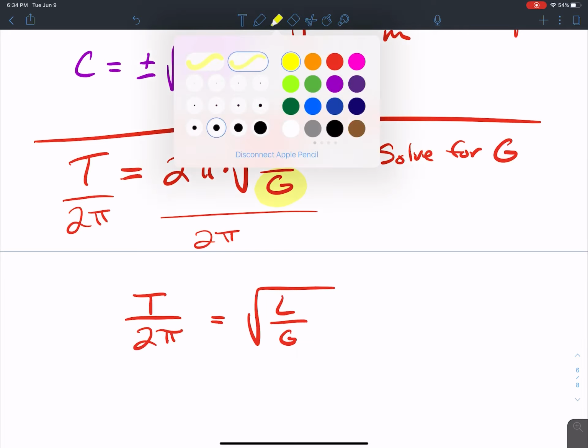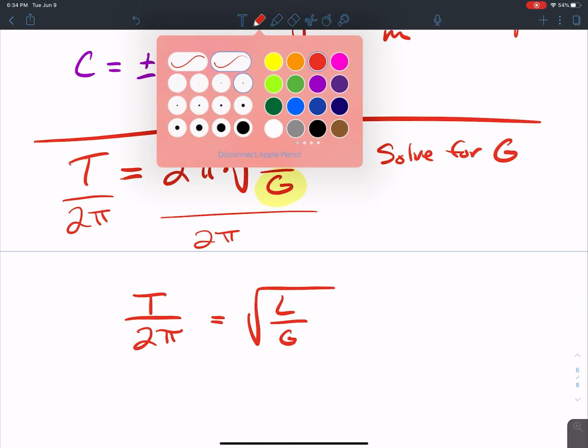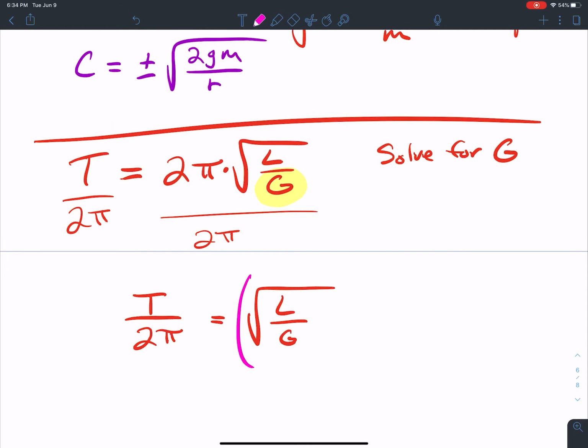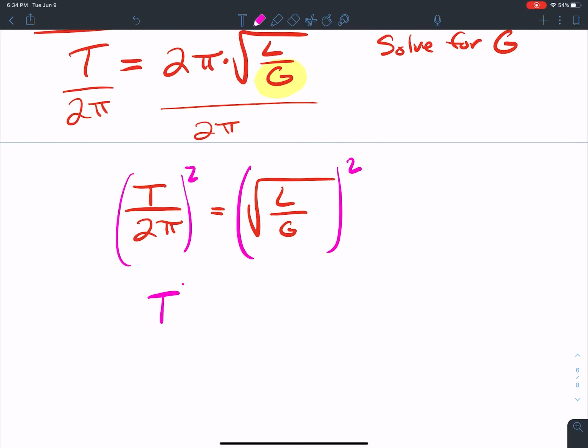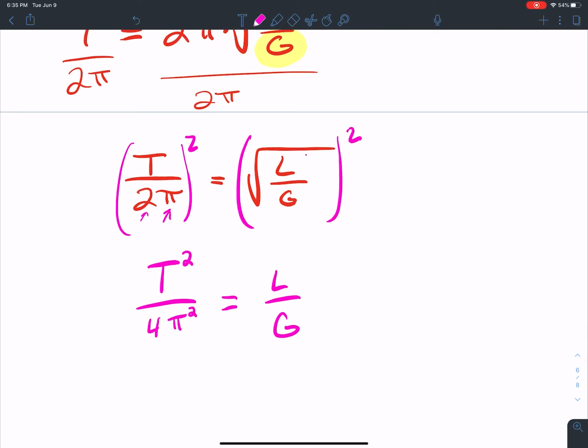Now to get rid of the square root, I'm going to square both sides. So what do I get? I get T squared over, now squaring 2 gets me 4, squaring pi gets me pi squared. And then when I square the right side, I get L over g. Now I want to get g by itself.